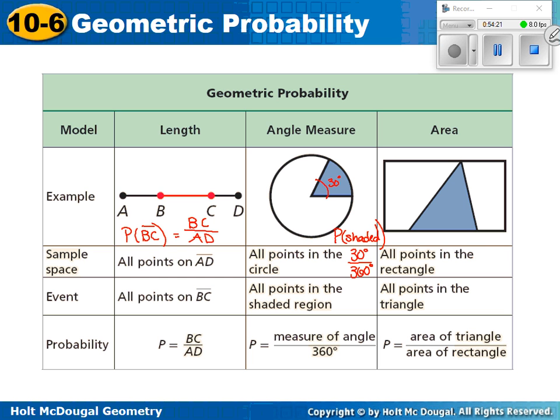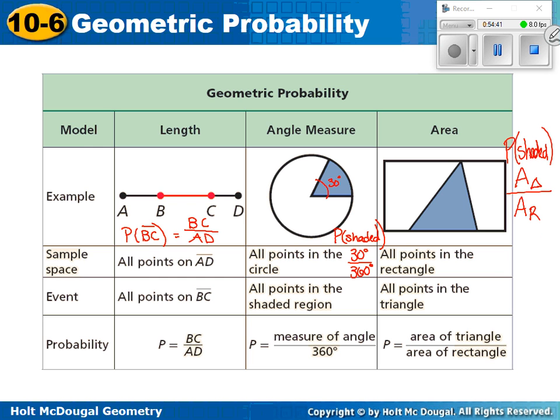And then the last example is what I just talked about with the dartboard. Our event would be the shaded area. So what would we have to calculate there? Area of the triangle. And what would we divide that by? The area of the rectangle.